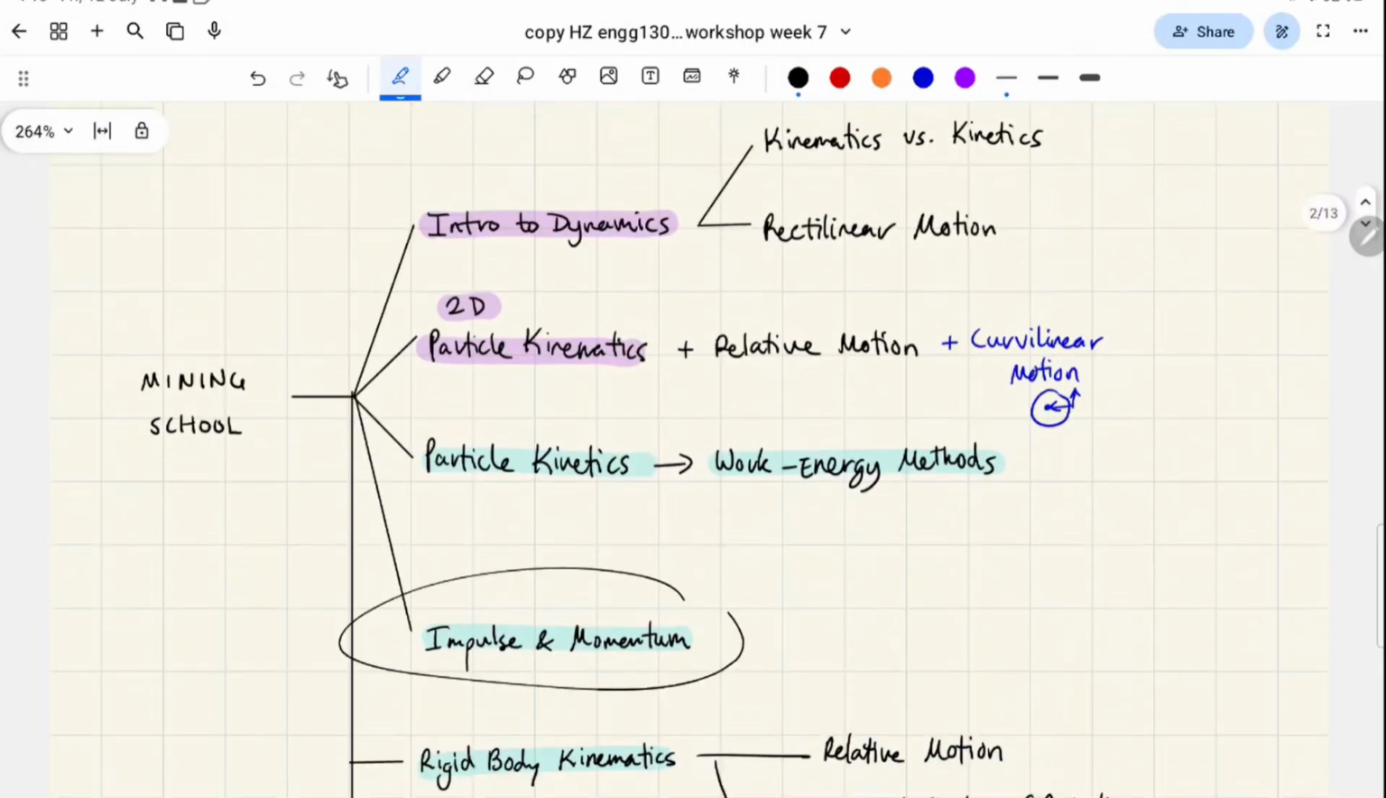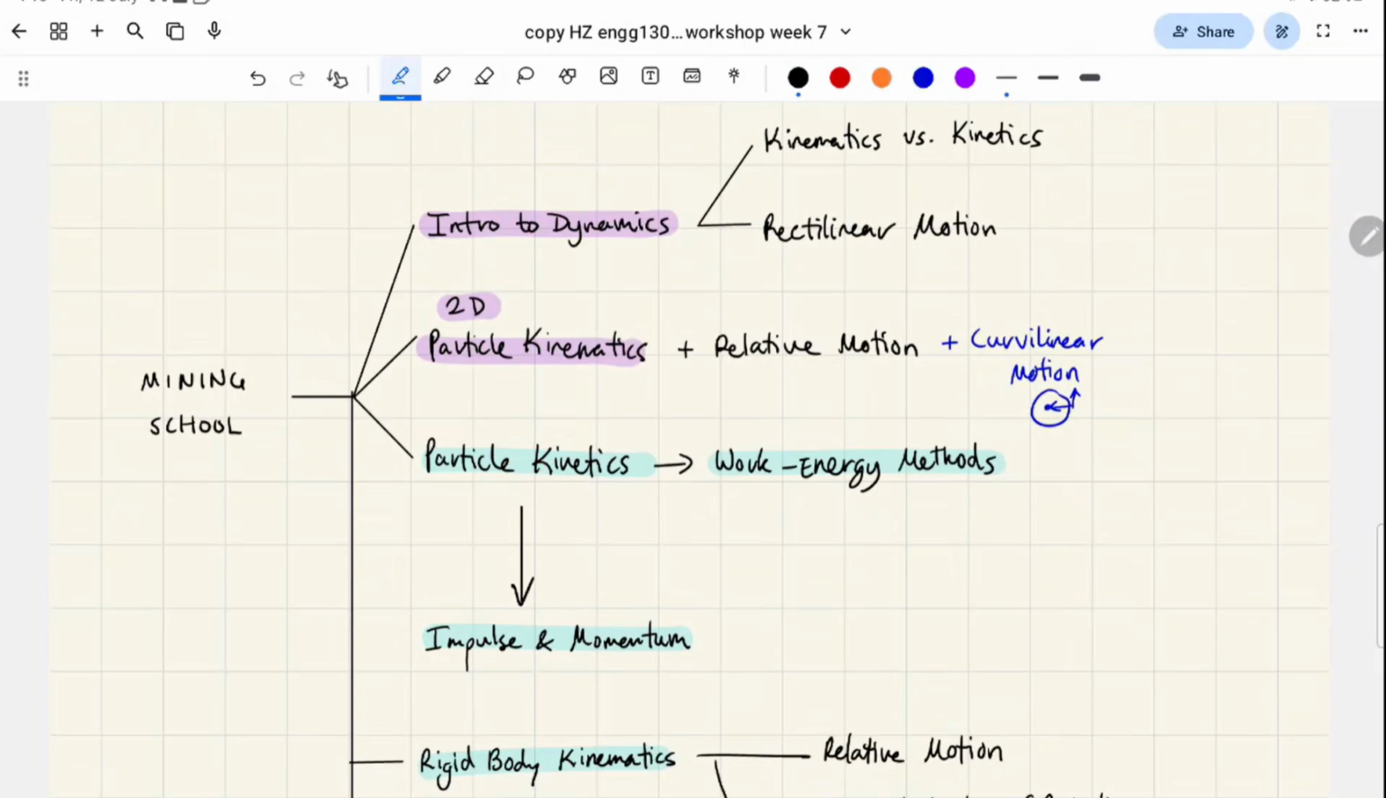Oh, sorry, and that includes impulse and momentum. I should put that here, actually. It's probably more accurate. That's the way that I would see it.